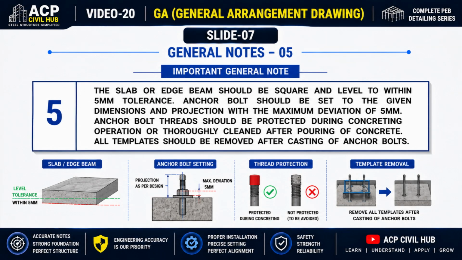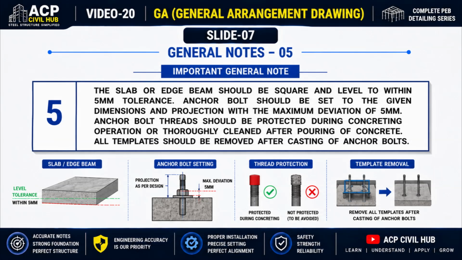Now let's understand General Note number 5. This note contains several important quality control requirements that must be checked before steel erection begins. First, the slab or edge beam must be perfectly square and level, with a maximum tolerance of 5 mm. This ensures the steel columns and base plates sit correctly on the foundation.